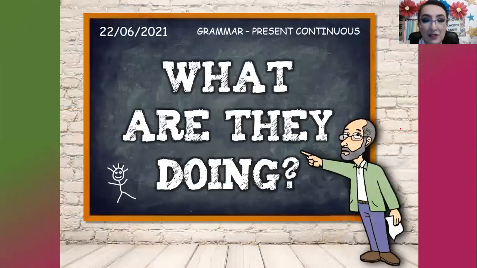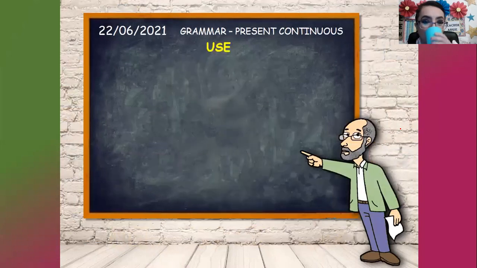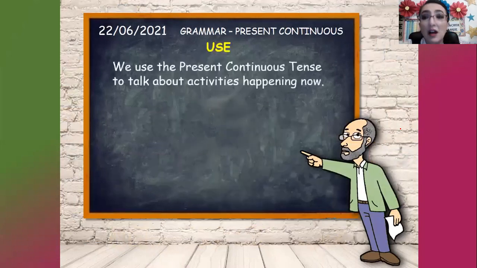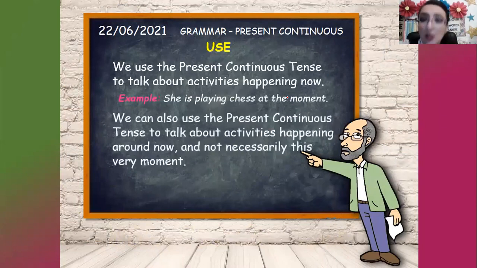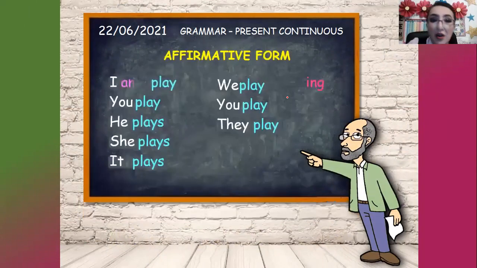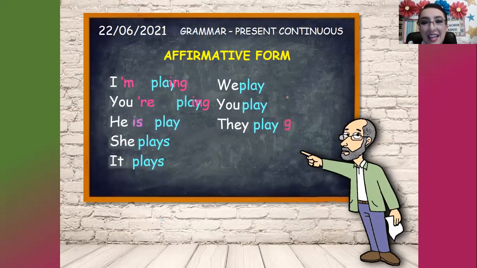And this is the present continuous that we are going to be having. Remember, we use the present continuous tense when we want to talk about activities that are happening now. She's playing chess at the moment. Or we can use the present continuous tense to talk about activities happening right now, and not necessarily in this very moment, as we were talking at the beginning. Okay, this is how we are going to form our present continuous.